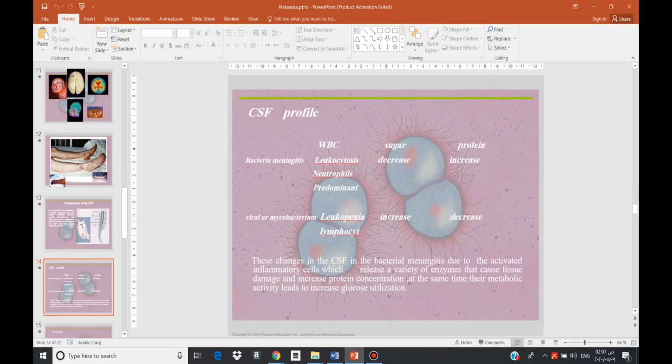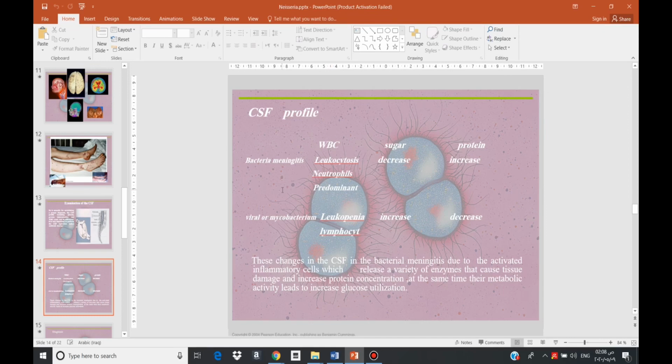قبل ما نسوي CSF بروفايل لازم نسوي inspection، يعني نشوف الفلويد، نباوع هذا الفلويد either clear or turbid. دائما يكون الفلويد clear إذا كان viral infection، وإذا كان turbid معناته نخلي بالنا إنه أكو bacterial infection، لأنه due to the presence of the neutrophil and inflammatory process lead to the turbidity of the spinal fluid.